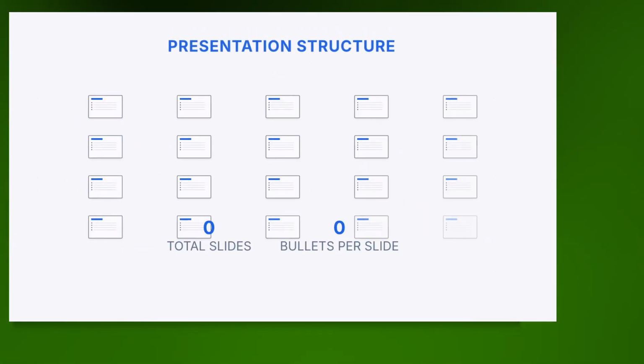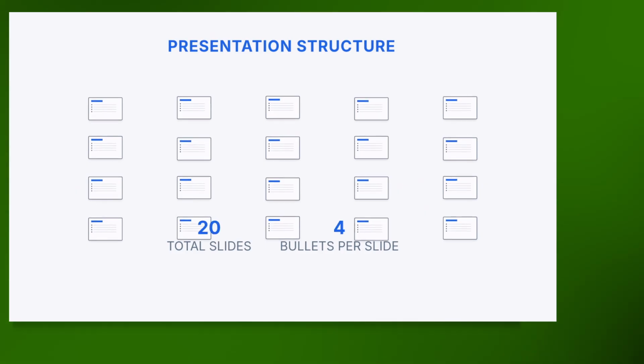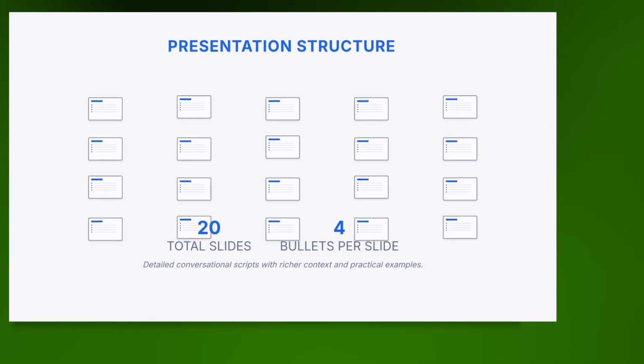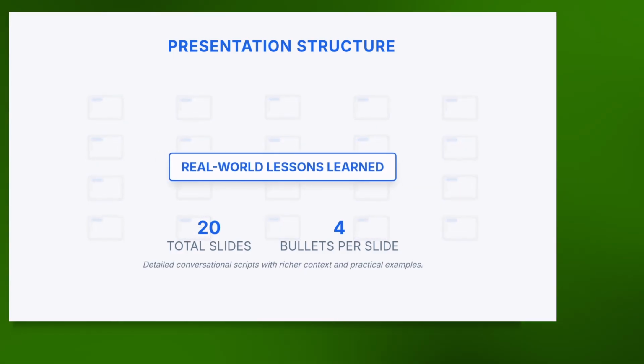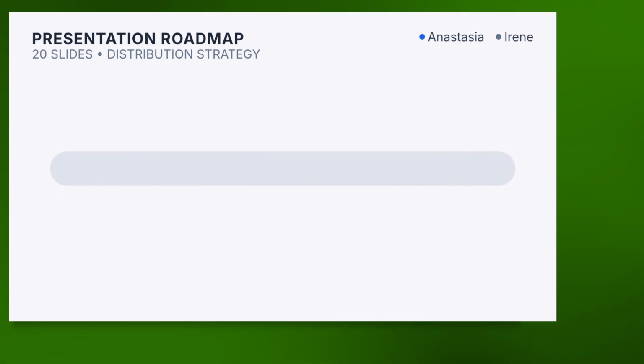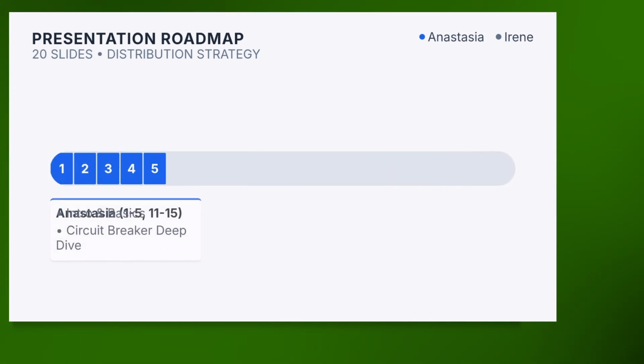We've organized it into 20 slides, each with 4 bullet points and much longer, more detailed conversational scripts from both moderators to offer richer context, practical examples, trade-off discussions, and real-world lessons learned. To ensure more equal time distribution, Anastasia and Irene alternate leading sections more evenly.